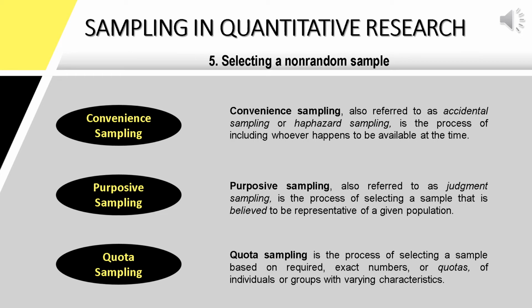Next is quota sampling. It is the process of selecting a sample based on required exact number or quotas of individuals or groups with varying characteristics. Ito, kahit hindi pasok sa criteria si participant, kukunin mo siya kasi pang-fill up dun sa number. Dito sa quota sampling, for example, 500 yung respondents na kailangan, pero ang nakuha mo lang is 420. So, yung 80 doon, sige, yan na, kinuha na para lang mapunan yung 500.